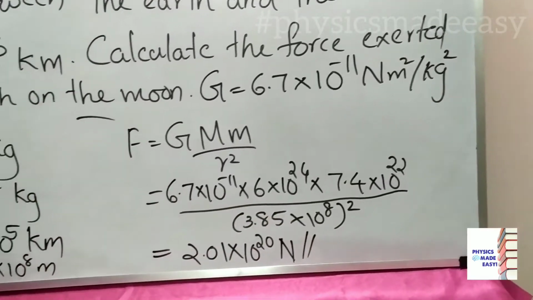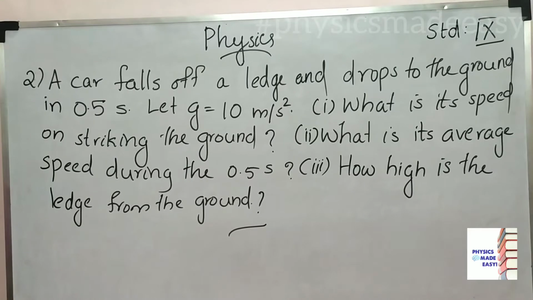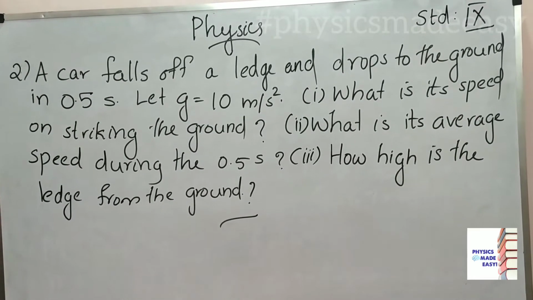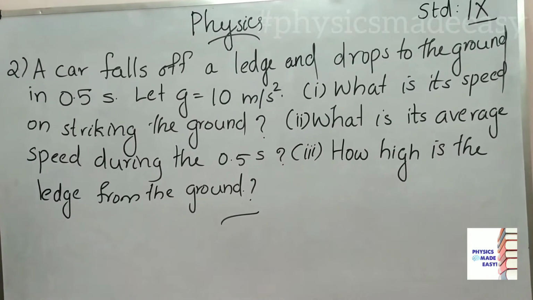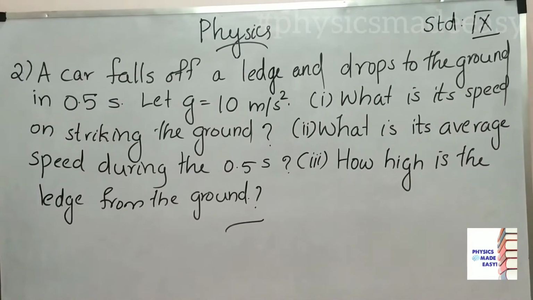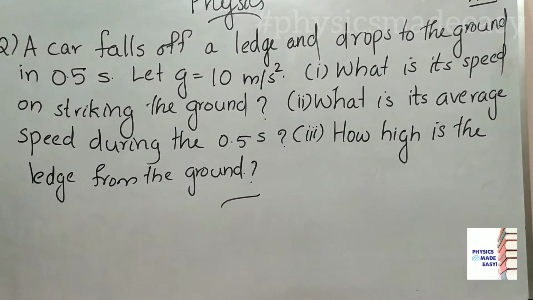This is the force. Listen, a car falls off a ledge and drops to the ground in 0.5 seconds. Let G is equal to 10 meter per second square. What is its speed on striking the ground? What is its average speed during the 0.5 seconds? How high is the ledge from the ground?